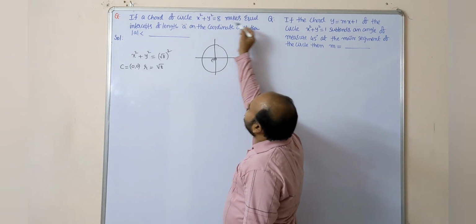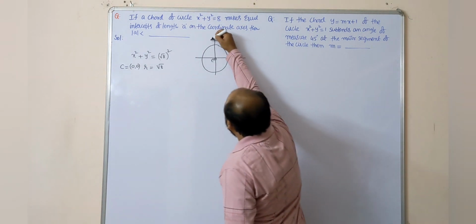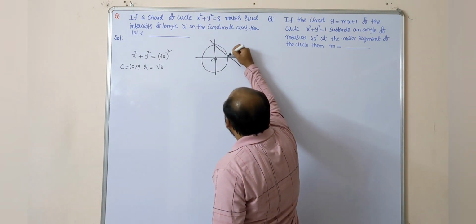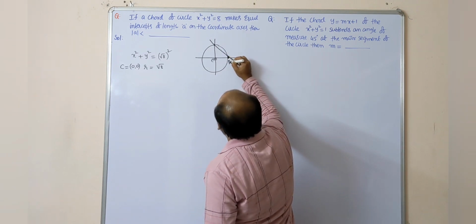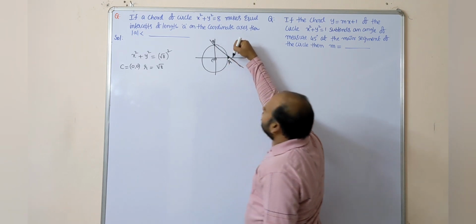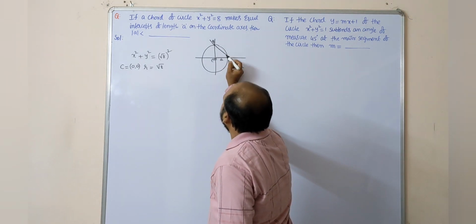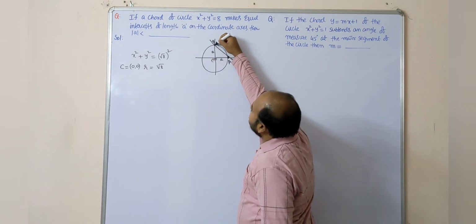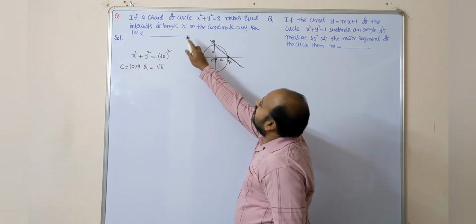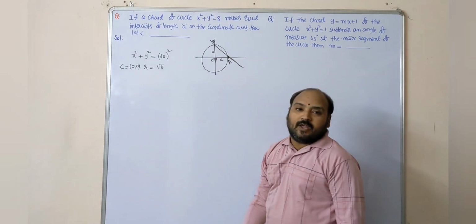And a chord of the circle makes equal intercepts. So this is the chord. Here and here it makes, this is A, this is B. AB is a chord. It makes equal intercepts. From here to here it is a units. From here to here it is a units. This length is there, no? Equal intercepts of length a from here and here. These lengths are equal to a.